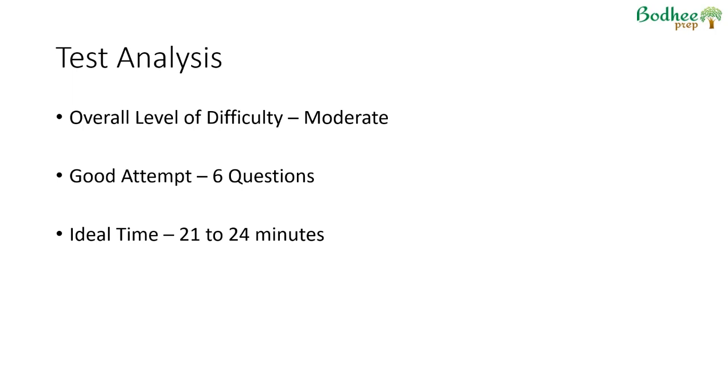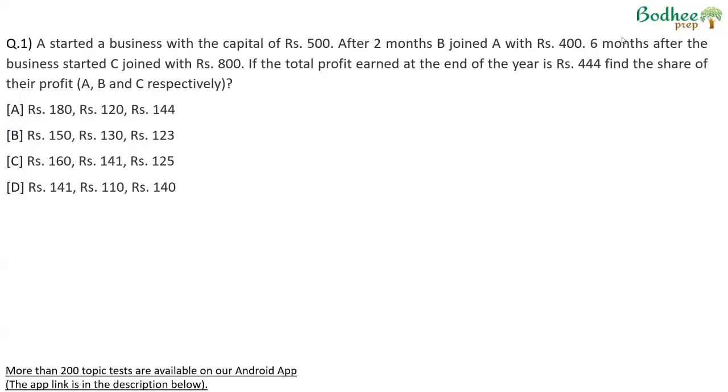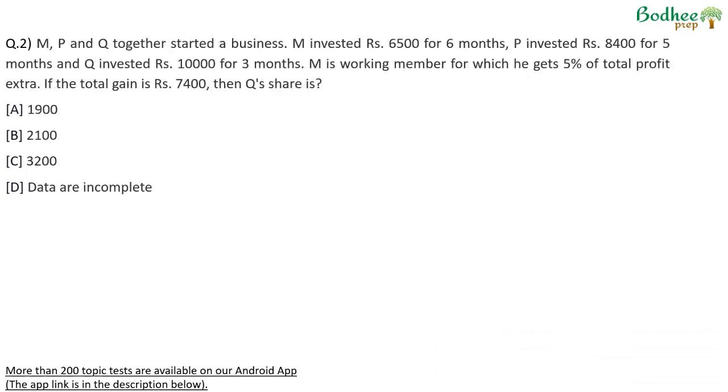A good attempt would be 6, especially if you're trying to catch up with time for this test. Ideal time, as I said, 21 to 24 minutes to go through the questions and get 6 net answers out of 10. Which questions could have been looked at? For me, the questions I would have looked at would have been 1, 2, 5, 6, 9, 10. Which are these questions? This one definitely has very easy numbers, no change in investment, basic ratio. So 1 would have been done as well because there was again no change in investment, and the investments and time were mentioned there.